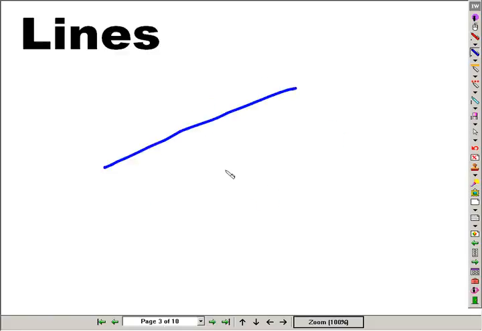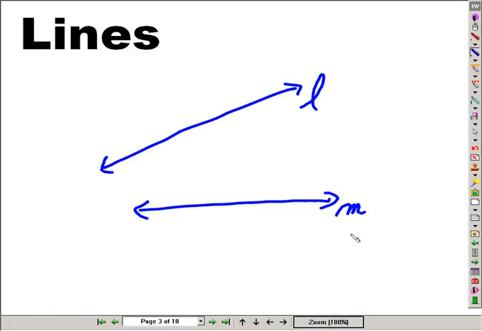Lines. To draw a line, we draw something straight with arrows because lines go forever in both directions. If we have more than one line and we need to communicate which one we're talking about, we need a label. So for lines, we use small, cursive, or script, however you'd like to say it. Small script letters. Small l, small m, and we're all going to make these different, so do your best. So now I'm looking at line l, line m.